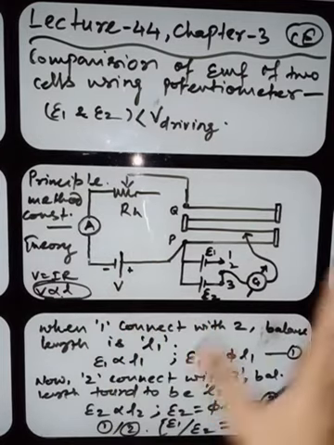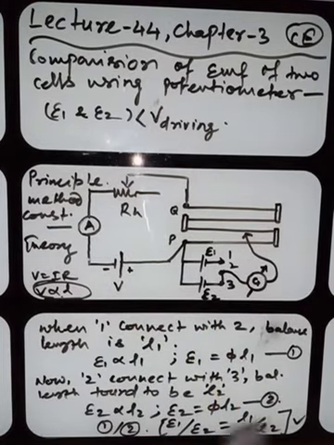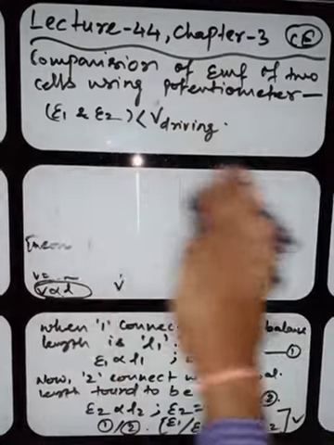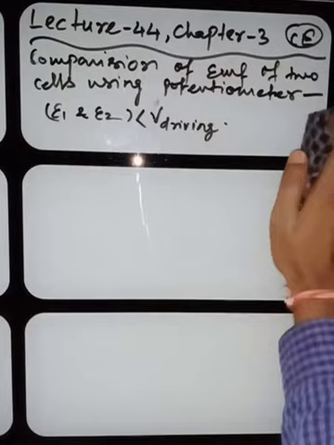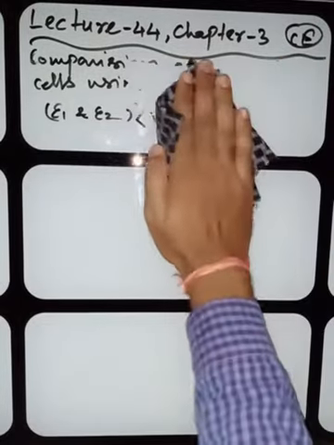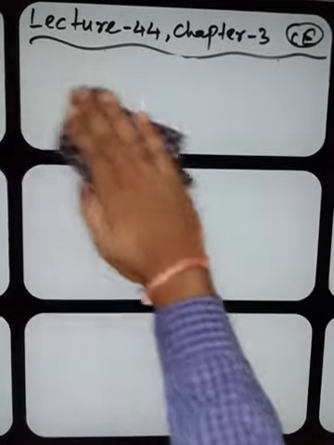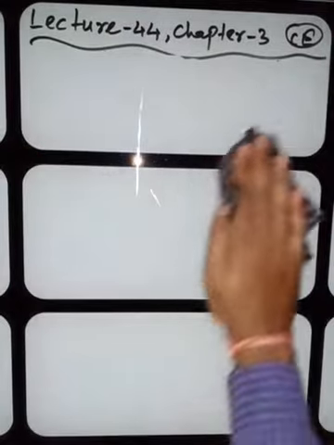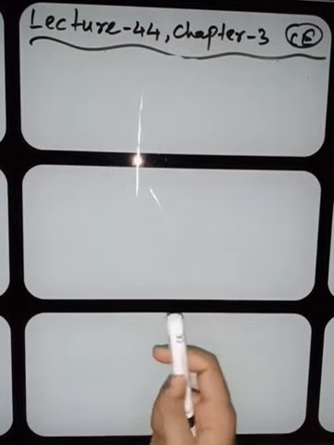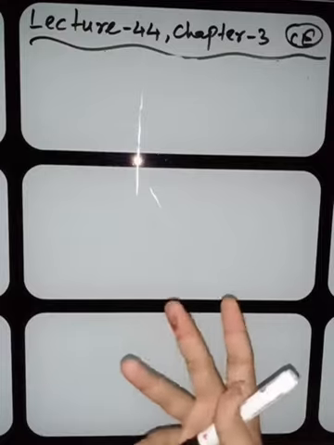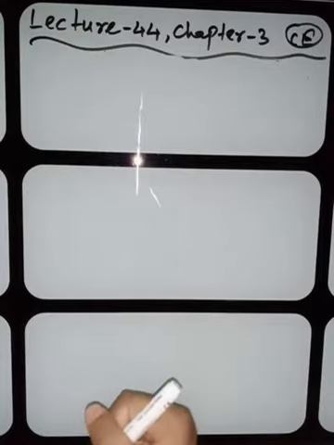Now the second one will be also a very simple one. Here, what we got as the result, my dear students, while comparing the EMF of 2 cells, is E1 by E2 equals L1 by L2. If you have the 2 balance lengths and the EMF of any one cell, then you can find out the EMF of the other cell.